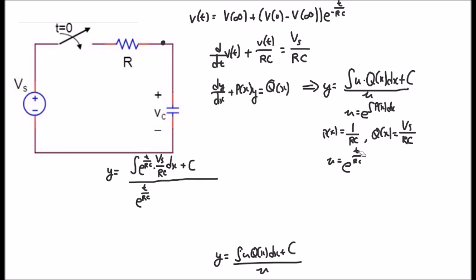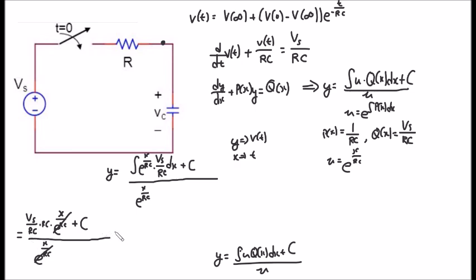Just to be clear, I wrote t, but this is in fact x. But it doesn't really matter anyway, because we were writing y to be v of t, and x is supposed to be t, which is time. So if we try to simplify this equation, the equation looks like this. And if you look at this equation, we can see that these factors erase each other. So the final equation looks like this.